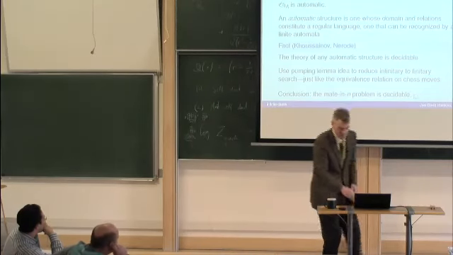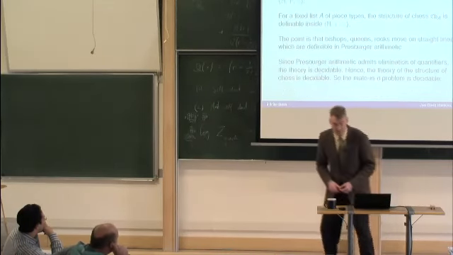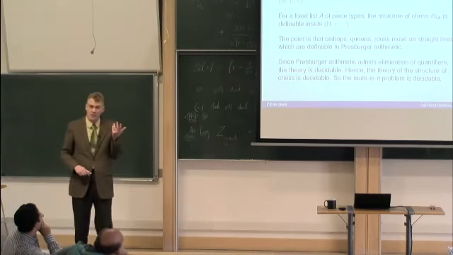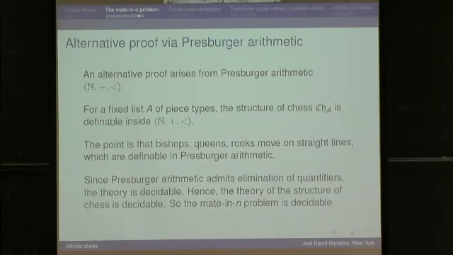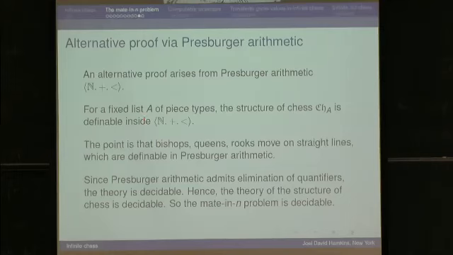I'm not going to give all the details because there isn't enough time. It's in the paper. But you can also do the same proof with Presburger arithmetic. Instead of thinking about automatic structures, maybe you'd like to think about Presburger arithmetic, which is maybe better known in some circles. So this is the structure of Presburger arithmetic: you have the natural numbers with only addition. Of course, you can define the order from that. So not only is the structure of chess automatic, but it's definable for a fixed list of piece types.